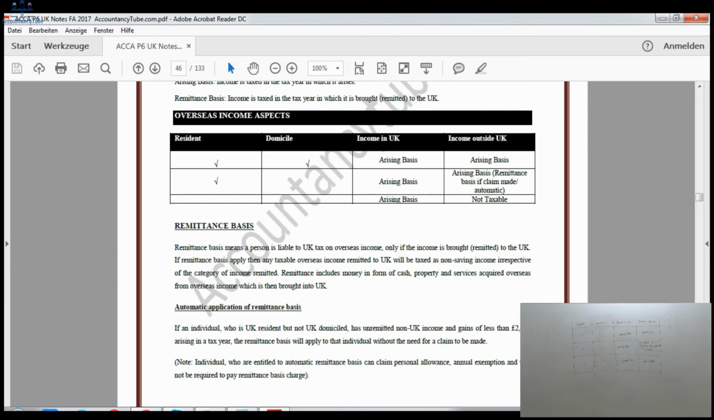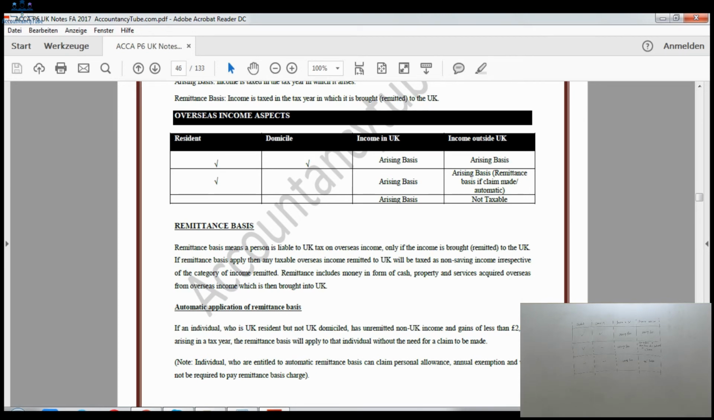So the overseas income will be on an arising basis unless I have a remittance basis automatically available or I claim remittance basis, right? So chances are I will be claiming or I will have the remittance basis. So in that case, it will be remittance basis. Otherwise, it will be on an arising basis. Arising basis simply means it will be taxable on all the income. Remittance basis simply means the amount I remit to the UK, I only have to pay tax on that amount, right? Now, as I said earlier as well, remittance basis is either automatically available or it can be claimed. Now, let's see the difference between these two as well.